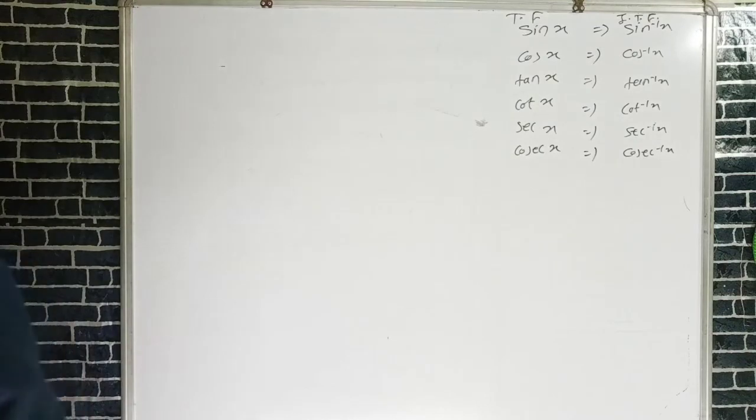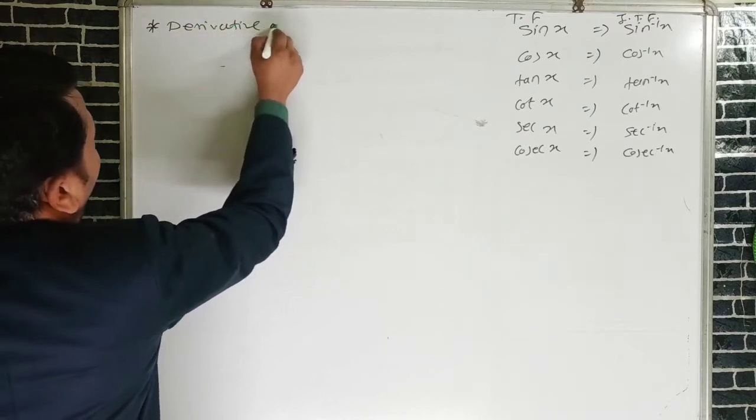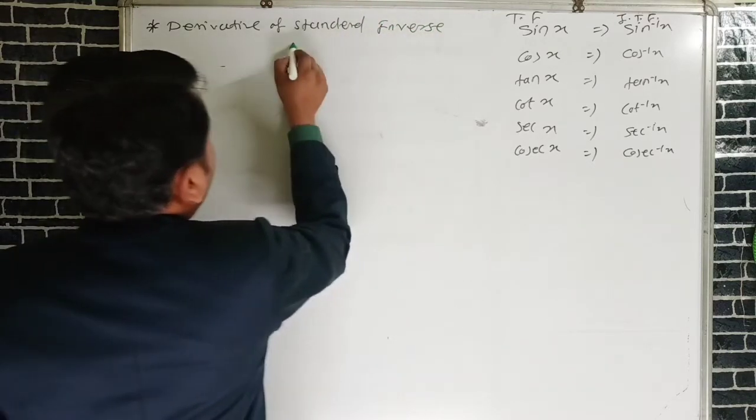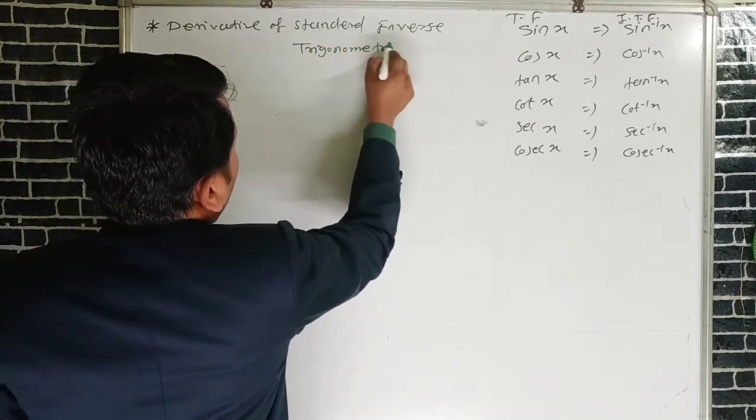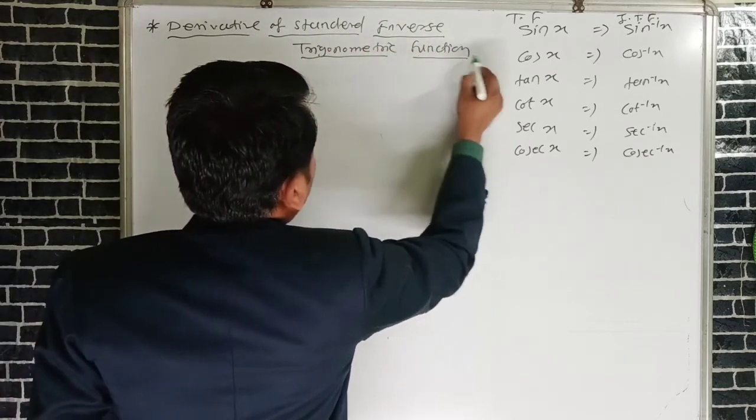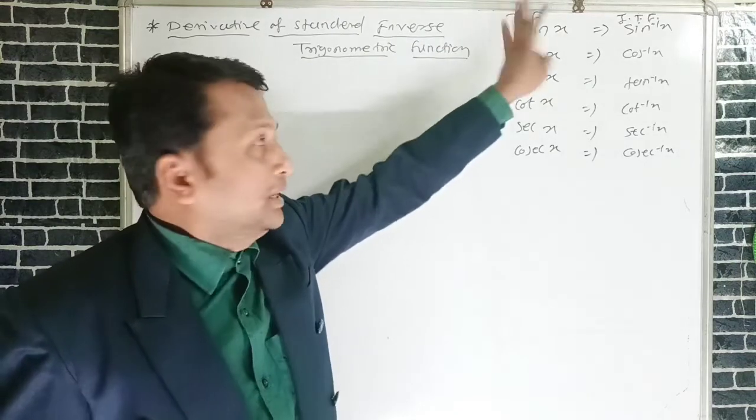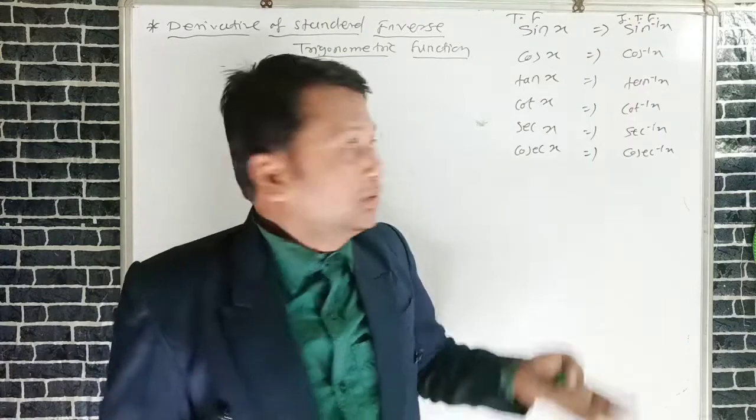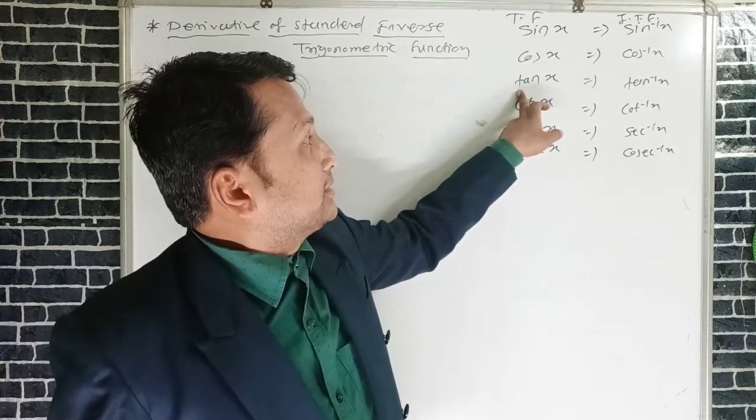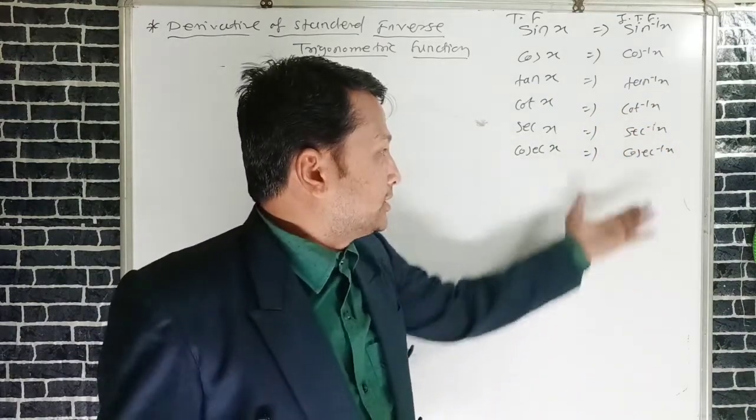First we learn the derivatives of the standard inverse trigonometric functions. You know trigonometric functions very well because we learned them in standard 11. We know the derivative of sin x is cos x. Similarly, we can write the derivative of sin inverse x. You know the derivative of cos x; similarly, we can write the derivative of cos inverse x. We know the derivative of tan x, and so the derivative of tan inverse x, cot inverse x, sec inverse x, and cosec inverse x.